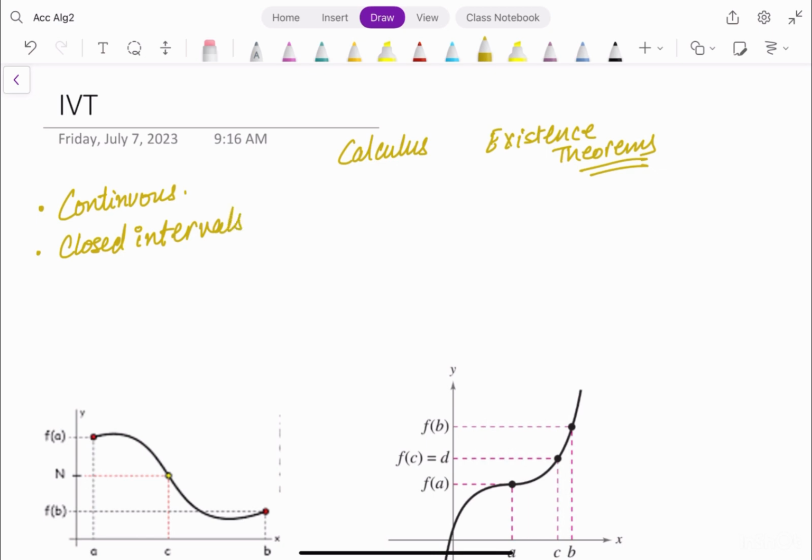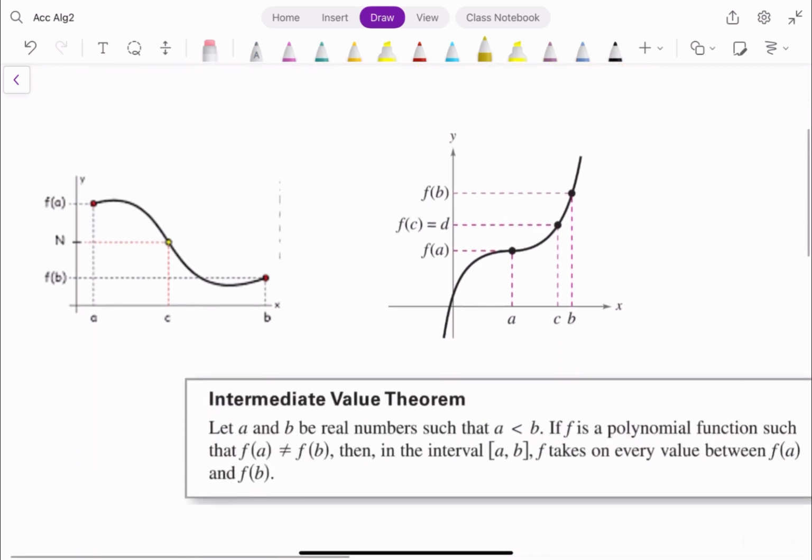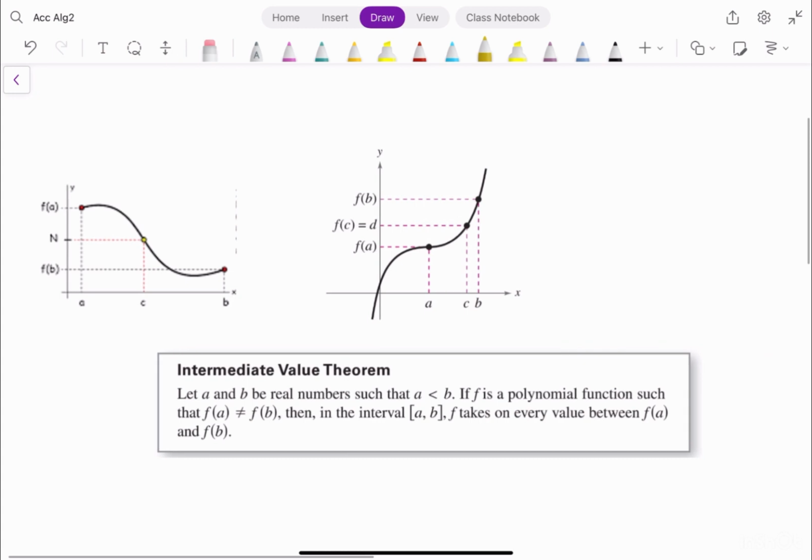When we are talking about continuity, I already told you that the polynomial function needs to be a continuous function, right? And in this case, we are also talking about the intervals being closed intervals. There is no room for an open interval for IVT.